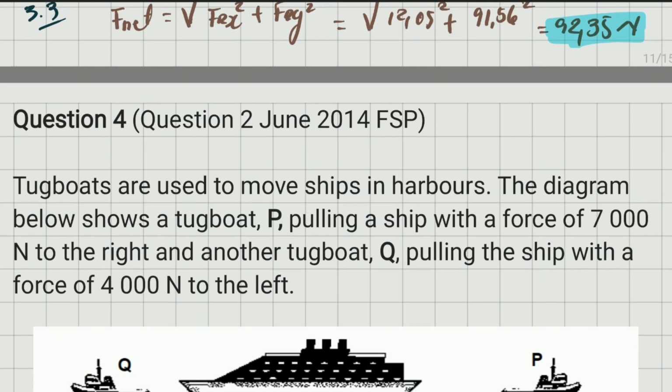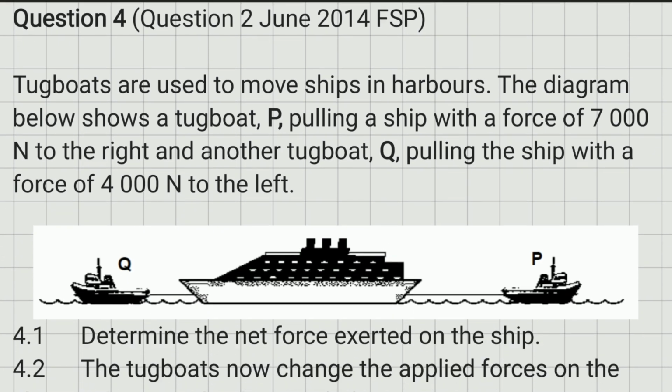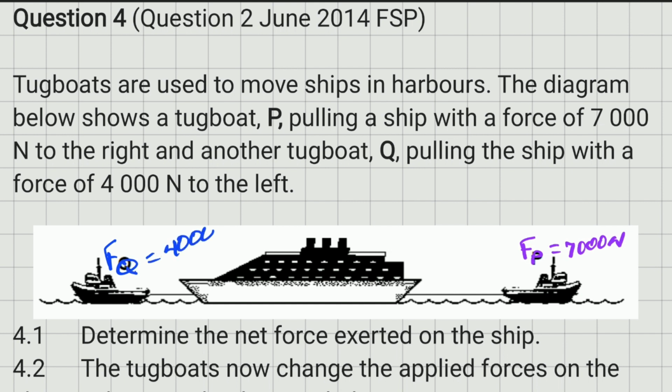Now question 4. Tugboats are used to move ships in a harbor. The diagram below shows a tugboat P pulling a ship with a force of 7,000 newton. So here FP, I'm going to write FP here, is going to be equal to 7,000 newton. And you have here that FQ, and they are telling you FQ is equivalent to 4,000 newton. So one is to the right and one is to the left. Determine the net force exerted on the ship.